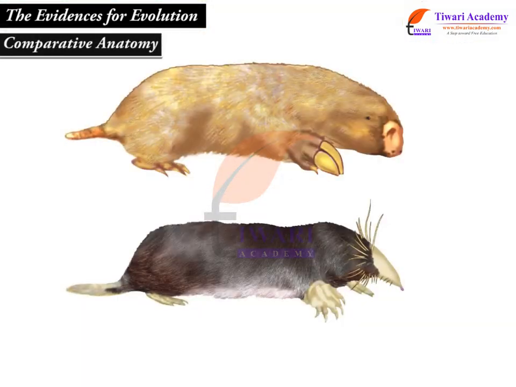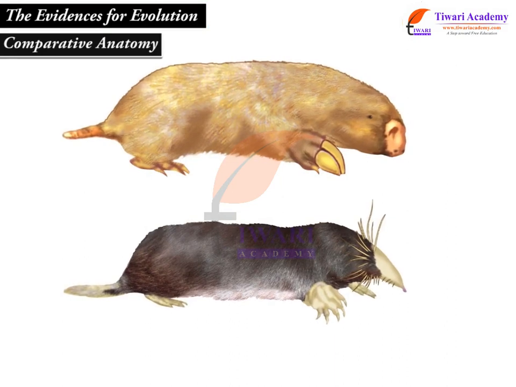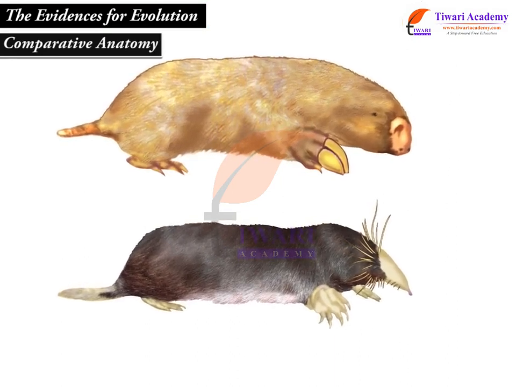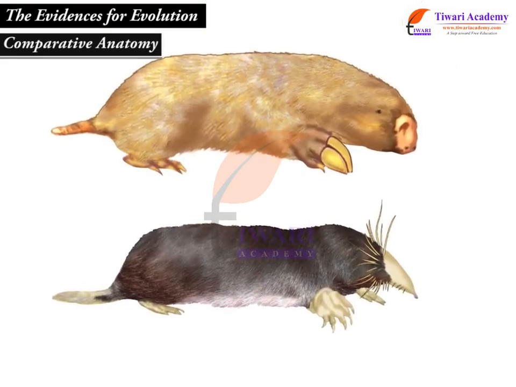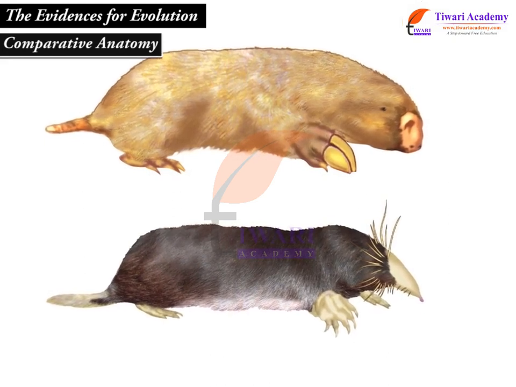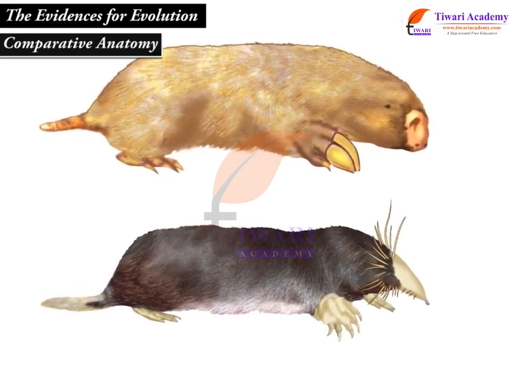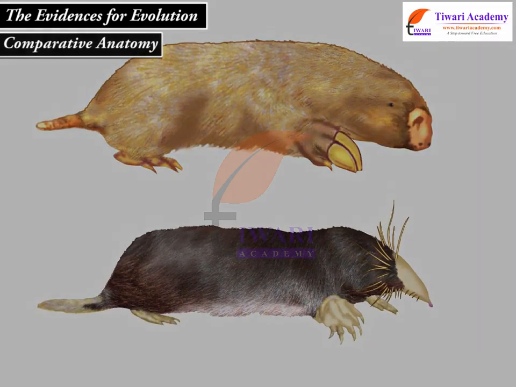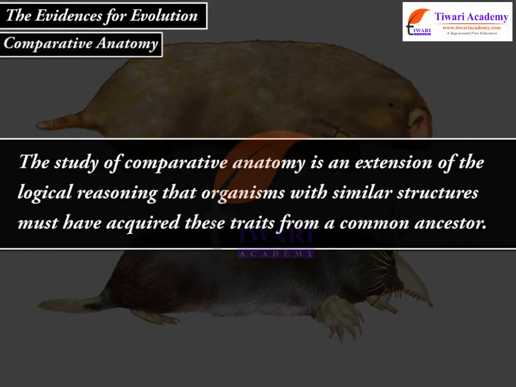All of these conditions lead to large and numerous gaps in the fossil record. Comparative anatomy. Scientists often try to determine the relatedness of two organisms by comparing external and internal structures. The study of comparative anatomy is an extension of the logical reasoning that organisms with similar structures must have acquired these traits from a common ancestor.